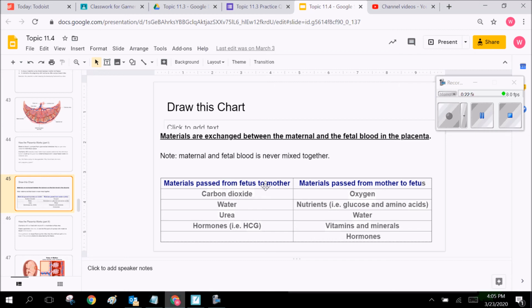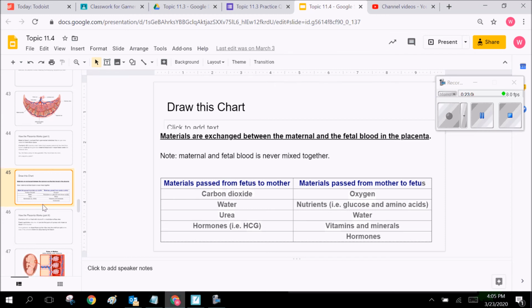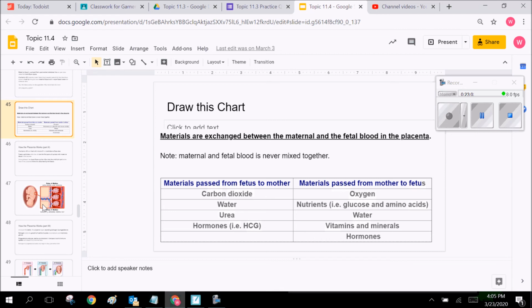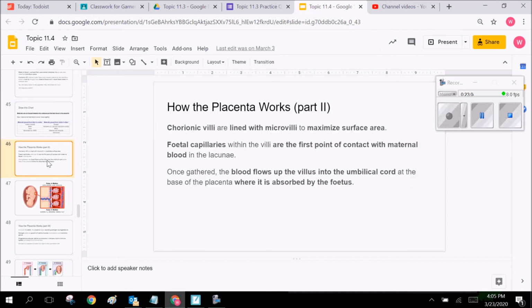And then the mother is providing the baby with oxygen, with food, with water, with vitamins and minerals, and with additional hormones to keep the baby safe and its growth regulated. So basically, you can imagine this is sort of like the mom feeding the baby once it's born. It's just happening inside. Okay?